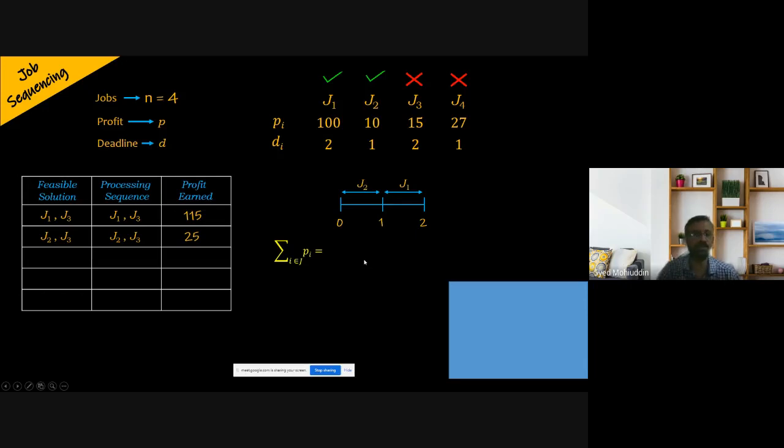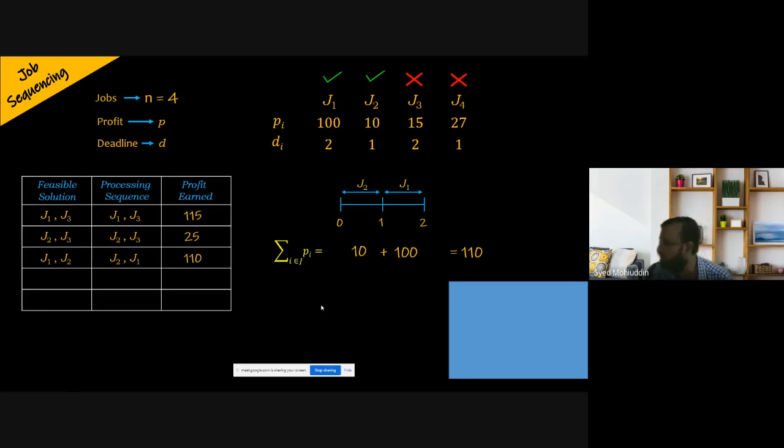So what is the feasible solution? Job 1 and job 2. What is the processing sequence? The processing sequence is first job 2 is processed, then job 1 is processed. So 2 and 1 is the processing sequence. How much profit is earned? 10 for job 2 plus 100 for job 1, which is 110, is the profit earned.